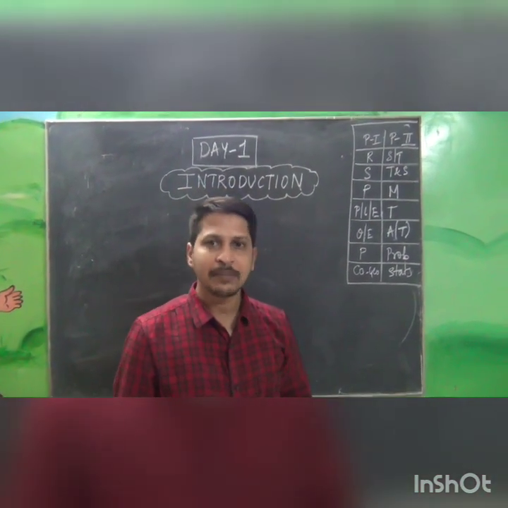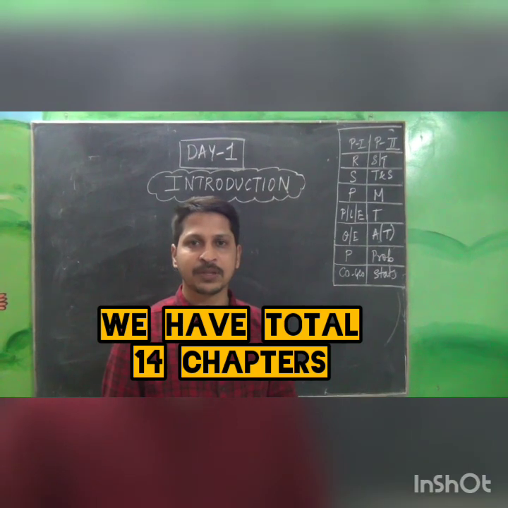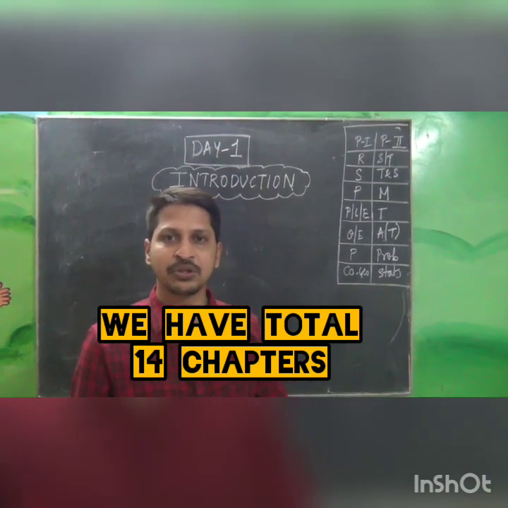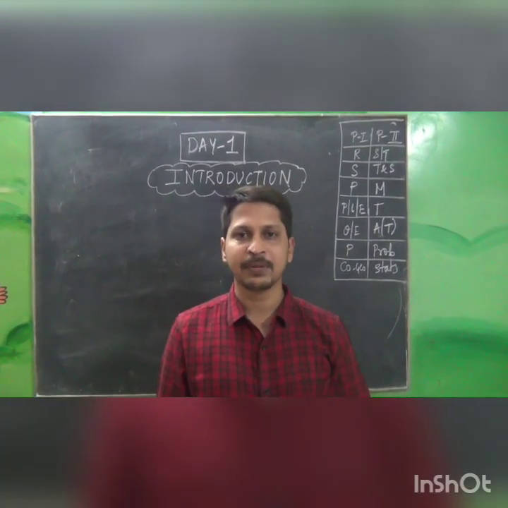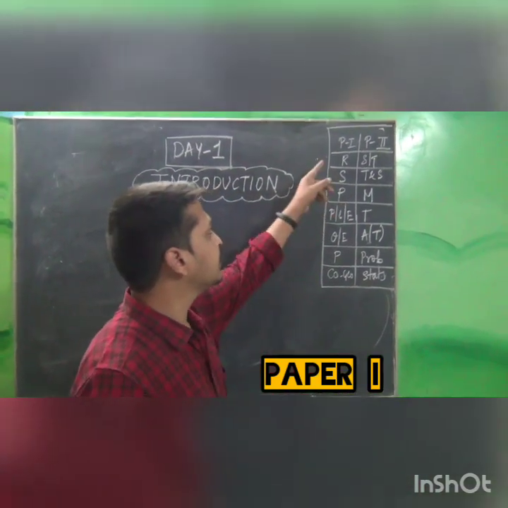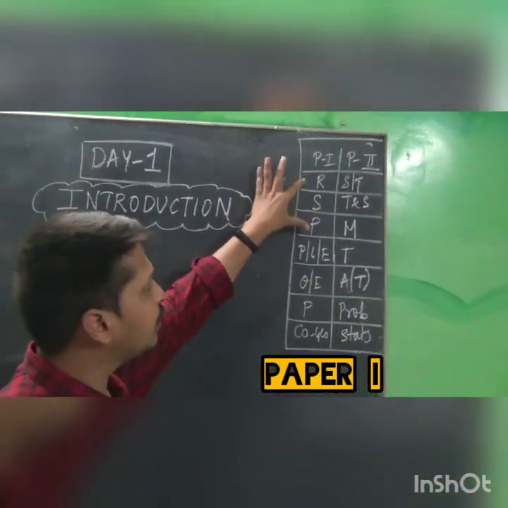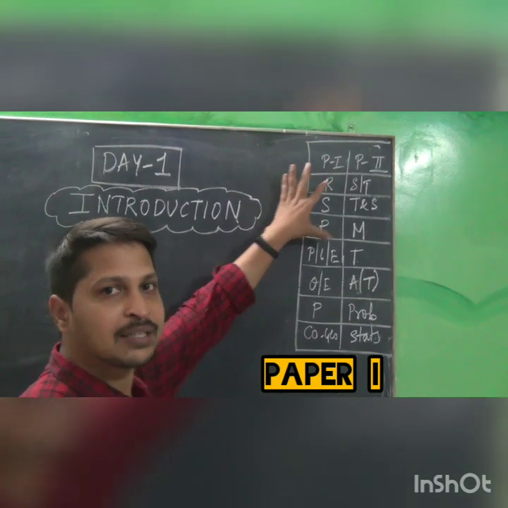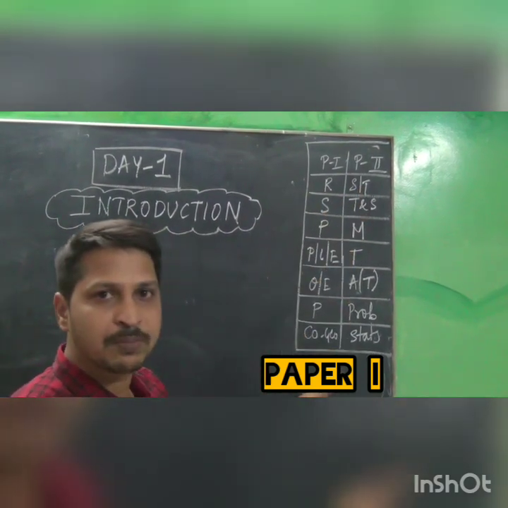Now here in mathematics we have a total of 14 chapters, which I have segregated into two parts, paper 1 and paper 2. You can see this whole part belongs to paper 1 and this is the total which belongs to paper 2.